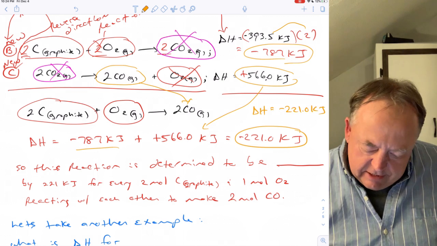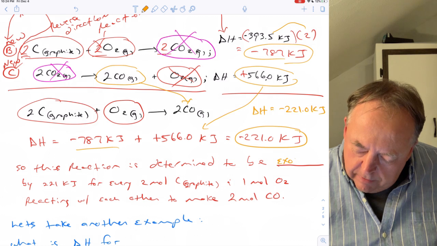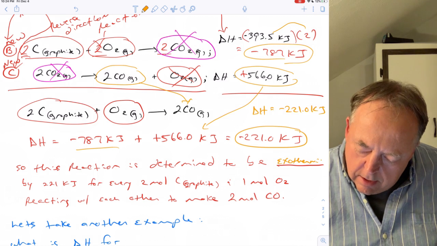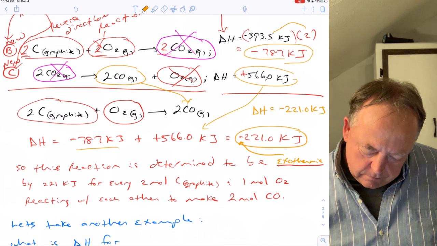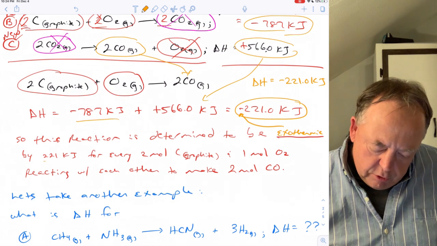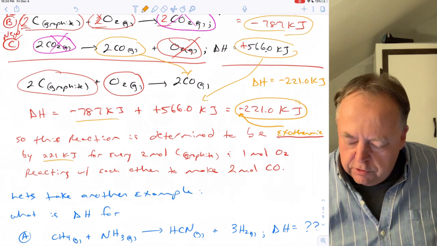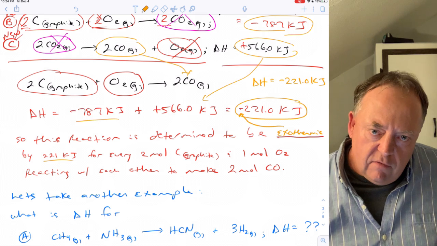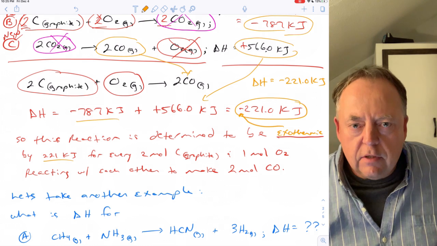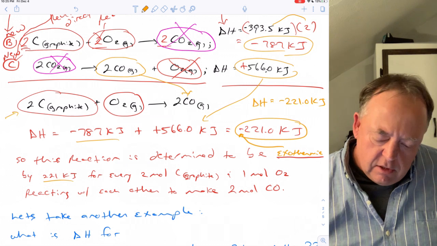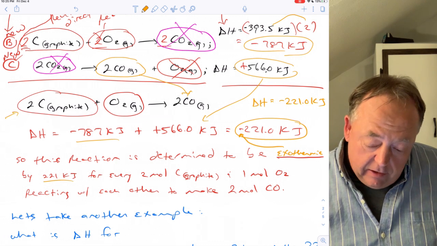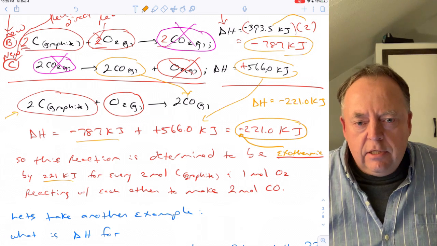So this reaction is determined to be exothermic. How do we know it's exothermic? Because it is negative. It's exothermic by 221 kilojoules for every 2 moles of graphite that reacts with 1 mole of oxygen gas to make 2 moles of carbon monoxide. So even though we can't study this reaction experimentally very easily, if at all, we can calculate what its delta H would be.